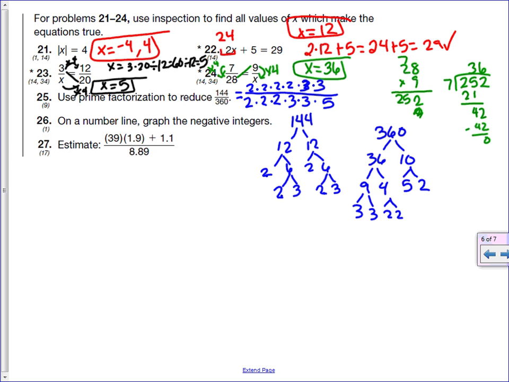So we have things that are the same on the top and the bottom cancel out. So we have 2 and 2, 2 and 2, 2 and 2, 3 and 3, and 3 and 3. So the things that are left are a 2 on top and a 5 on the bottom.